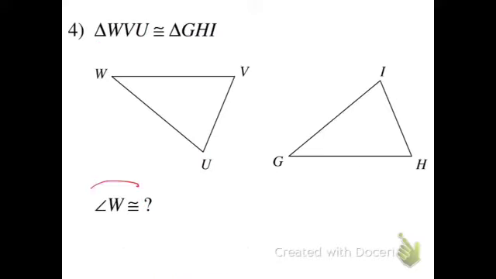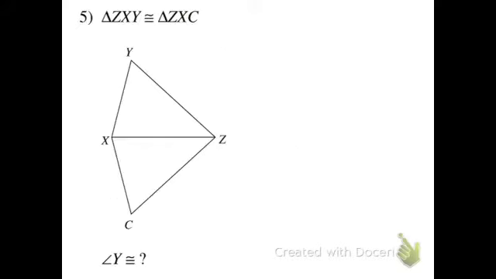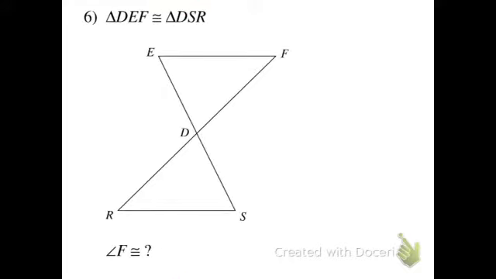Moving on to the next one, it's asking about angle W. Well, W is the first one on that list of the congruent triangle statement, and G is the first on that one, so you should put that down, angle G. Moving on to 5, it's asking about angle Y. Well, that's the last one on the triangle congruent statement, and C is the last one on the second one, so it's going to be angle C. Moving on to 6, it's asking about angle F is congruent to what? Well, F is the last one on that congruent statement, R is the last one, and so that's going to be what angle F is congruent to.